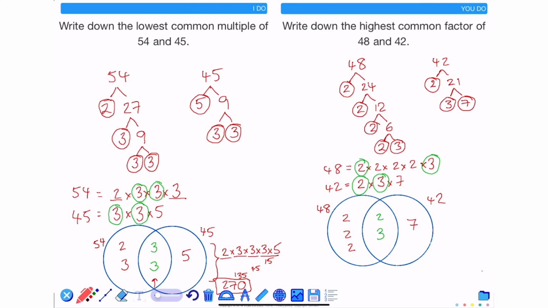This means looking at the centre of my Venn diagram, the highest common factor of 48 and 42 is 2 times 3, which is 6. This is the highest common factor.